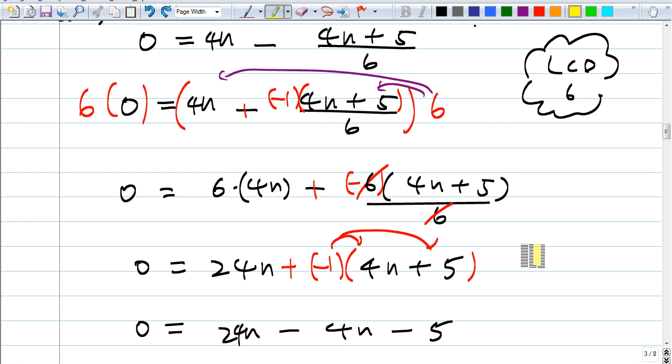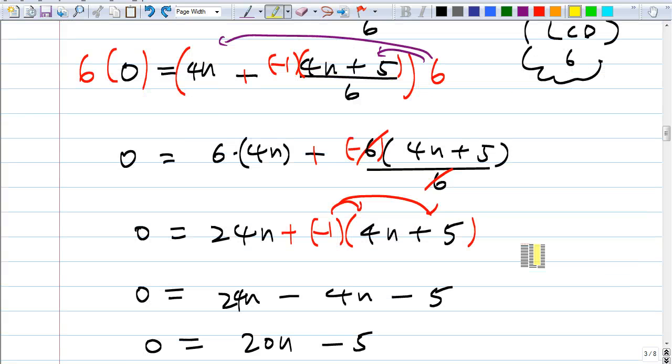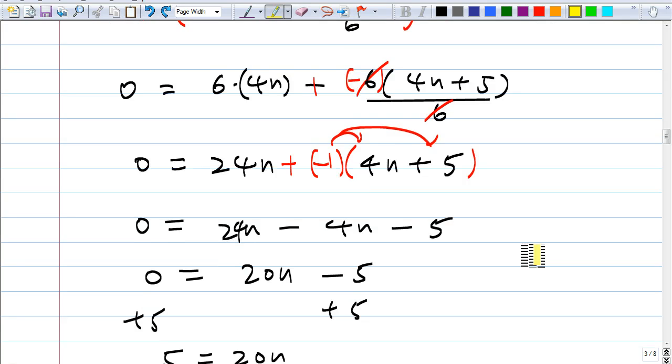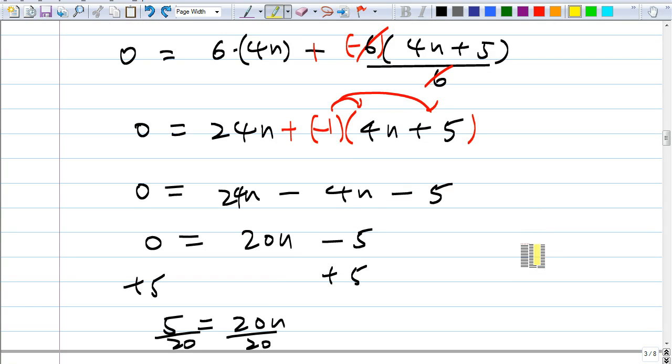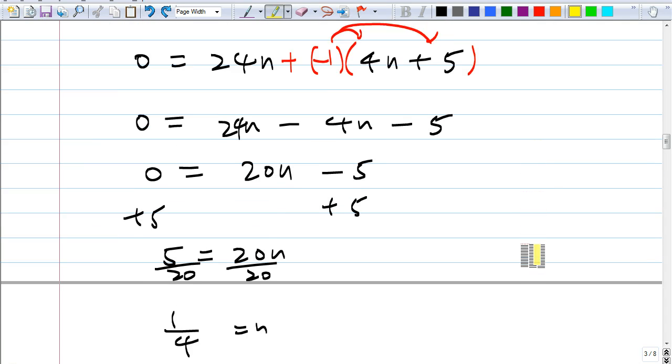Very good. And of course, what do we do next here, Livy? Well, you would subtract 4n from 24n. Right, you would simplify the right side, which you would get as 20n minus 5 equals 0. And of course, you add 5 to both sides, and then divide both sides by 20. How many people got 1/4? That's the answer. Very good.